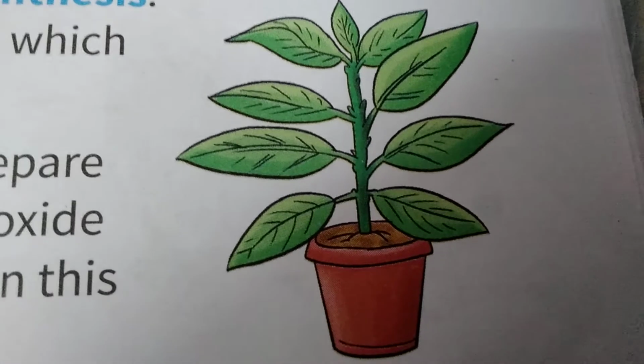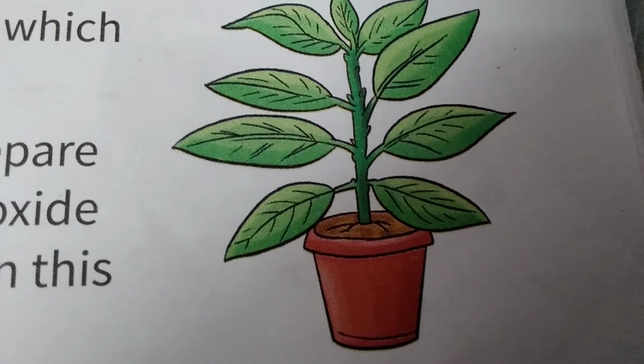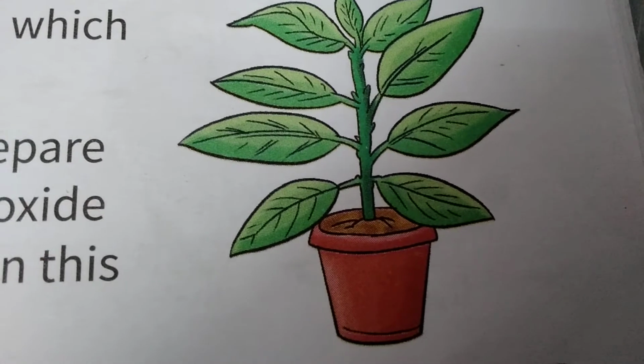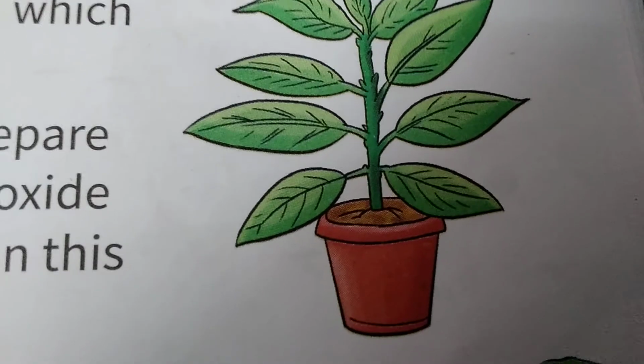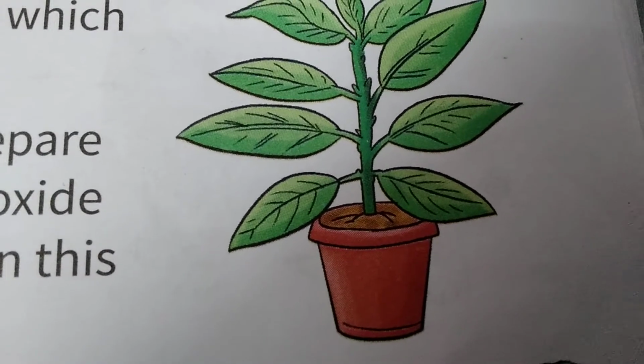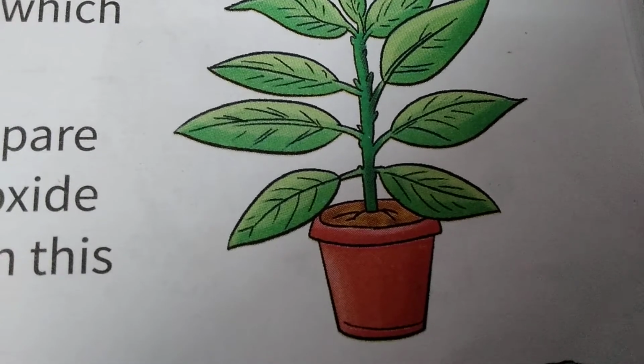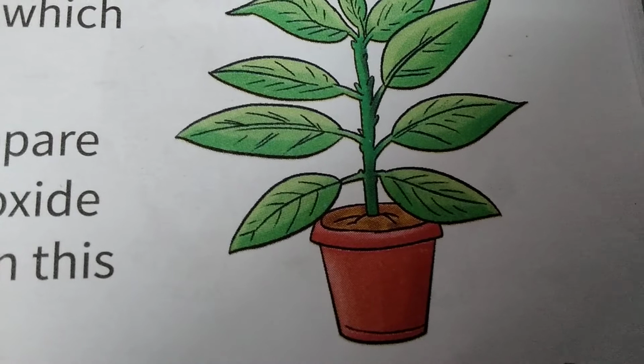Some plants trap insects and eat them only for some important nutrients which they cannot absorb from soil. Examples of this type of plants are pitcher plant, Venus flytrap, etc.